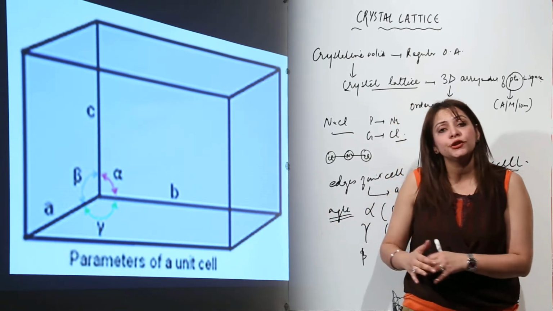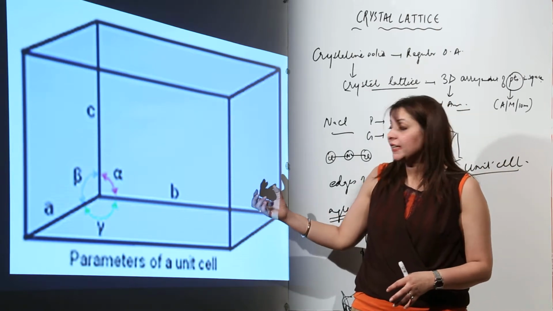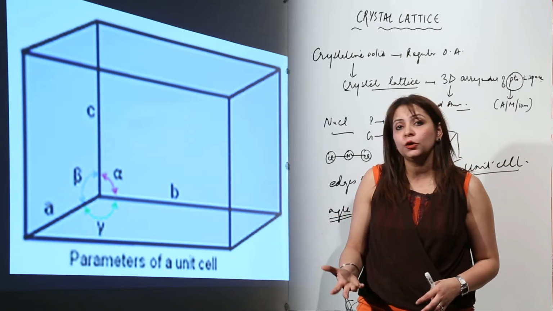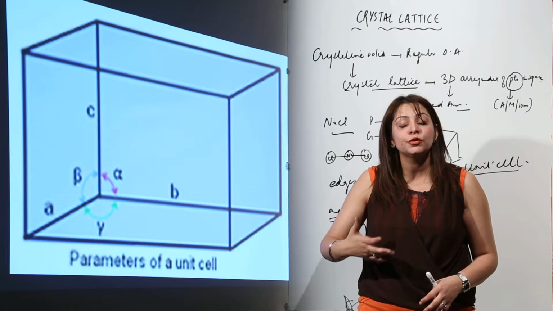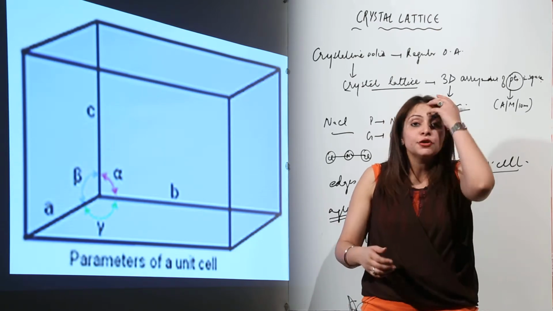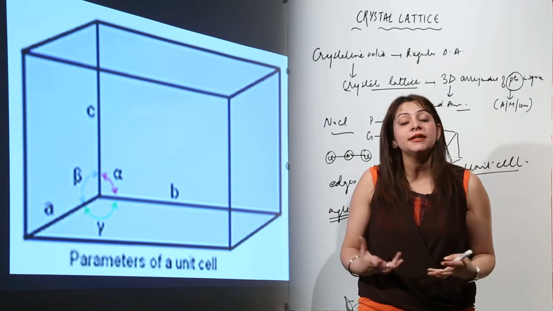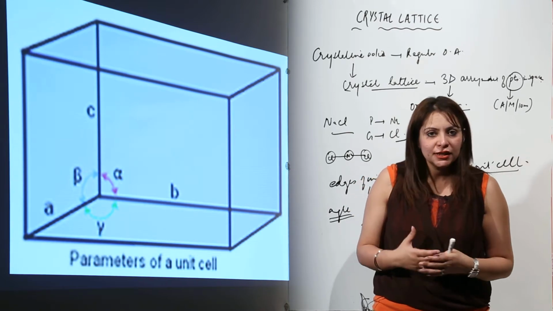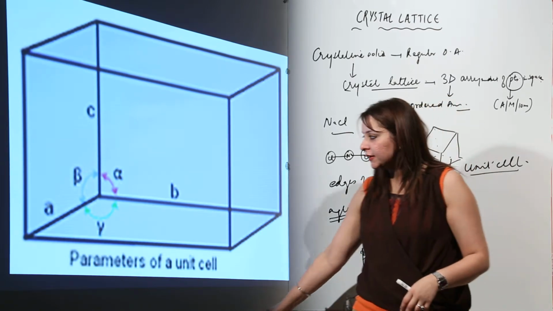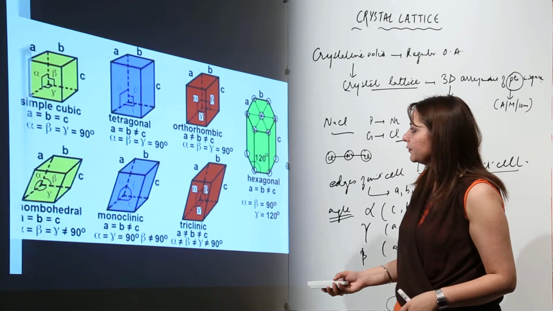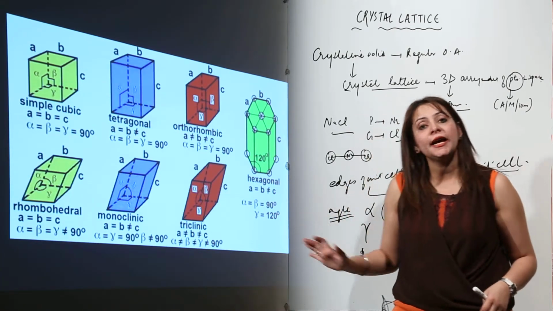As I told you, the sides may or may not be equal, or the angles may or may not be equal to 90. So depending upon that, we get to see different types of unit cells, right? Just look at the figure. See, here we have different types of unit cells.